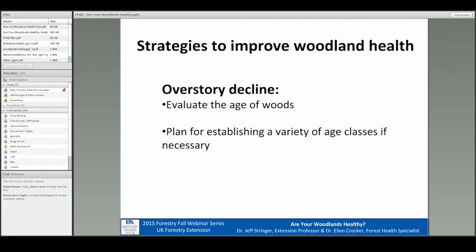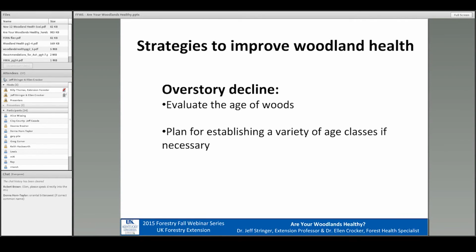Now, if you're not worried about that overstory collapsing on you, so to speak, and you want to let natural processes occur, that's fine, and you can do that. But keeping multiple age classes in your woods is something you can do to help its overall vigor.